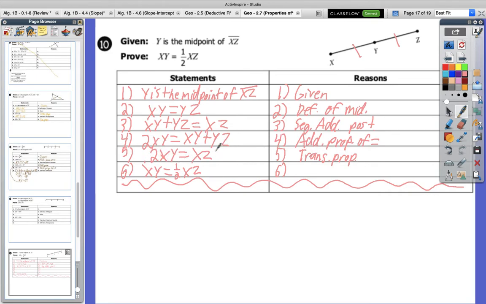Now from 5 to 6, 2 times XY goes to just XY, and XZ goes to 1/2 XZ. So if I divided both sides by 2, I would get there. So I'll do my division property of equality, because that says I can divide both sides by 2 and have it be a-okay.